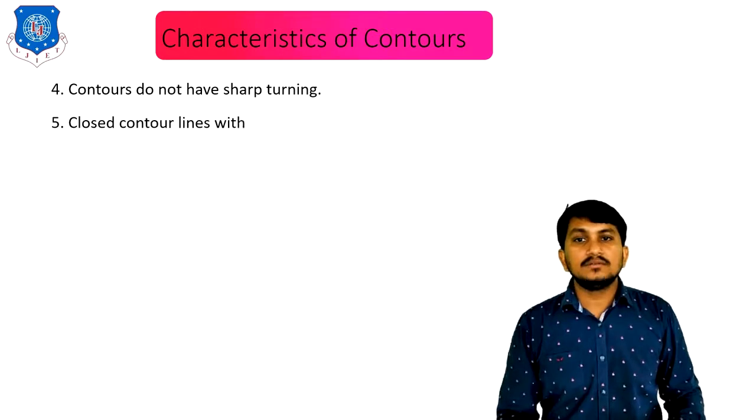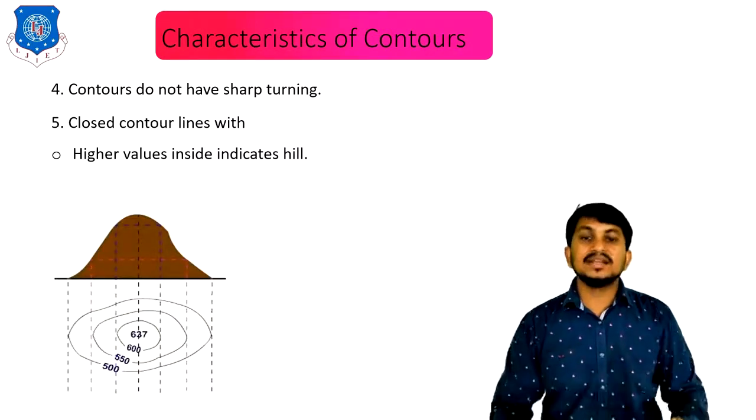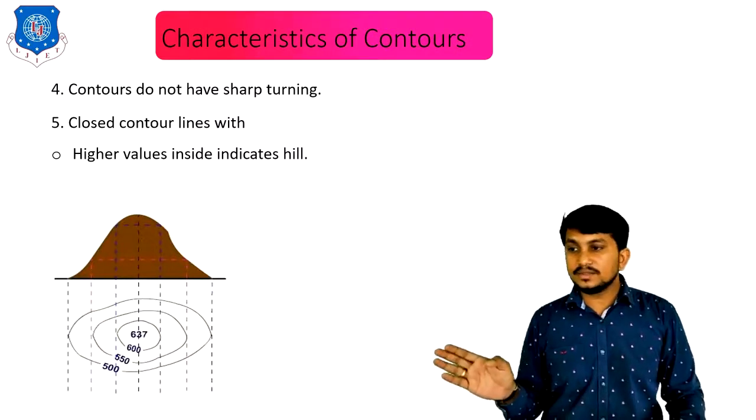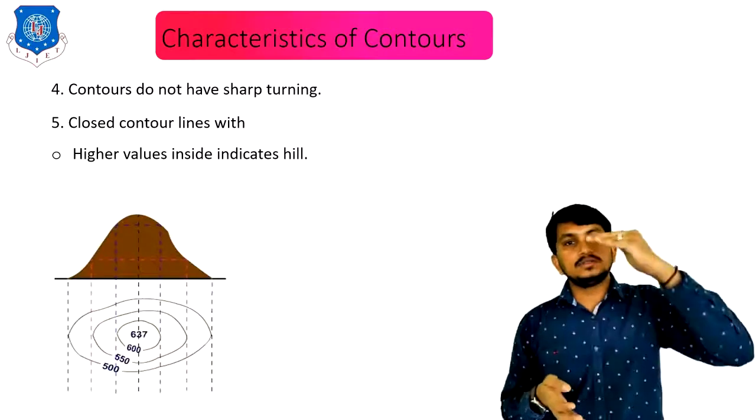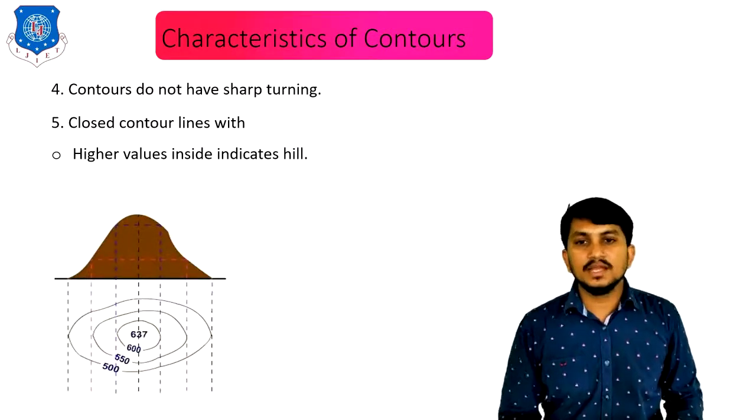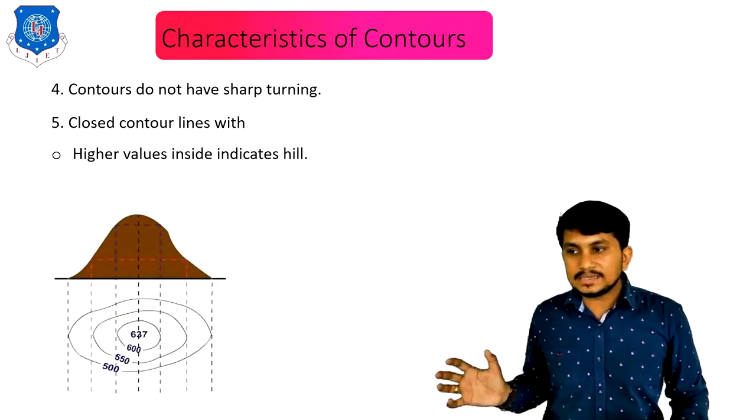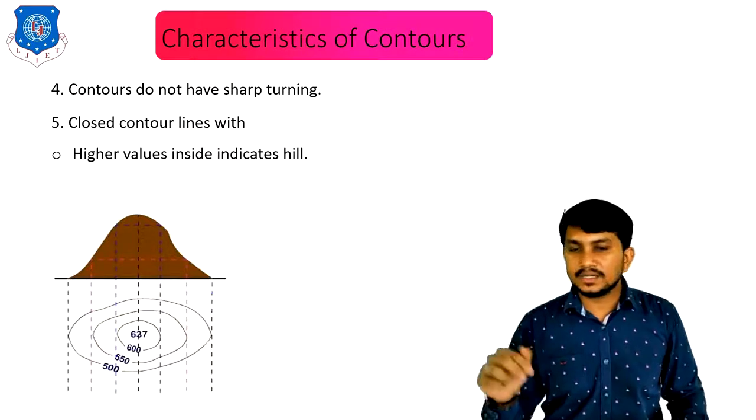Fifth, closed contour lines with higher values inside indicate a hill. Here you can see the values are increasing because the level of the hilltop is more than the foot of the hill. So the values of RL increase from outside to the inside, which indicates a hill.